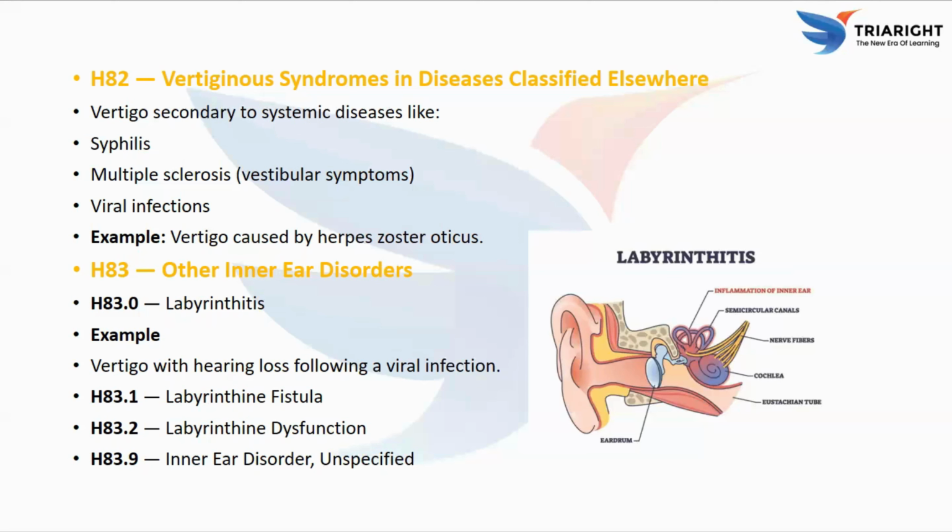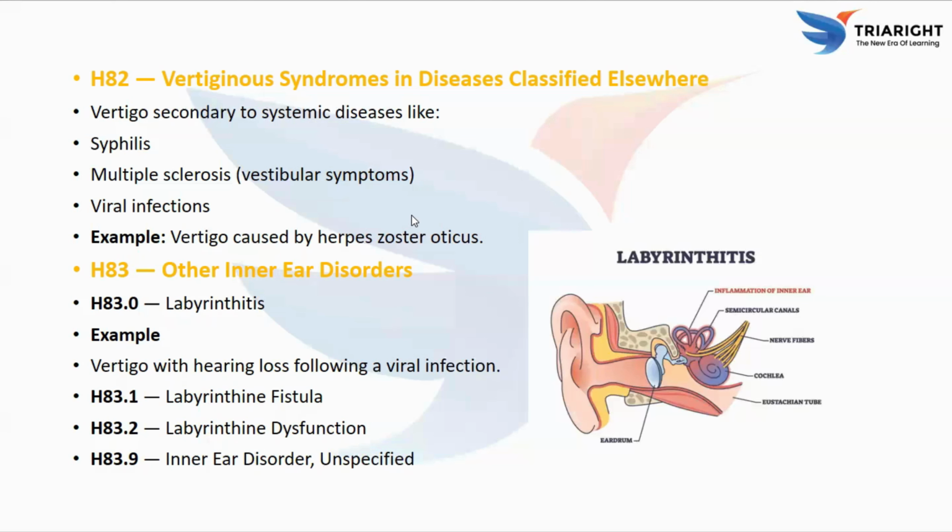So the next category code is H83, which is other inner ear disorders. H83 includes diverse disorders that originate directly in the inner ear, affecting the cochlea, vestibule, semicircular canals, and also the combined sensory structures. So what are the subcodes? H83.0 is for labyrinthitis. Whenever labyrinthitis is diagnosed, you have to assign the code H83.0.